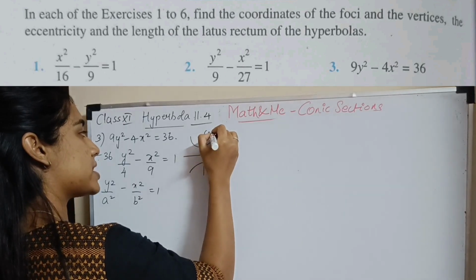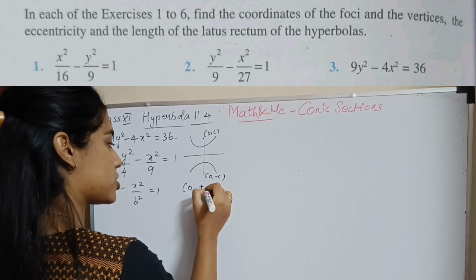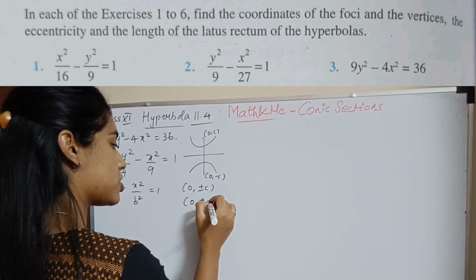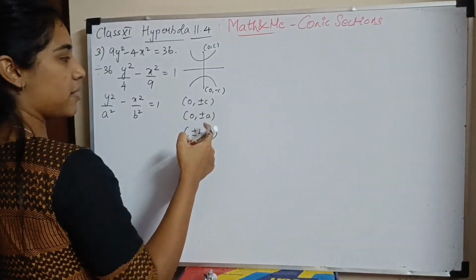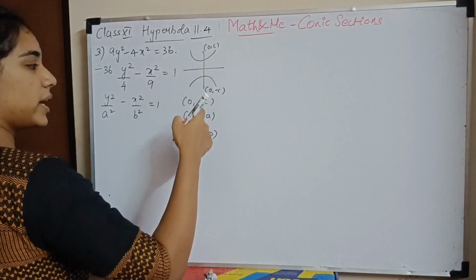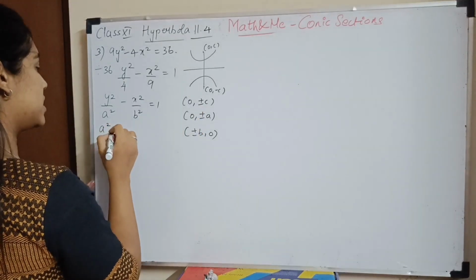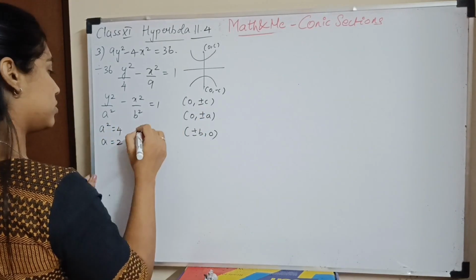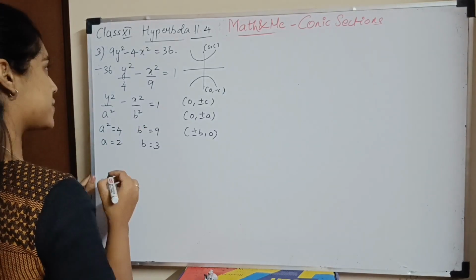So my focus is 0 comma c and 0 comma minus c. So it will be 0 comma plus or minus c, 0 comma plus or minus a, plus or minus b comma 0. A and c, they lie on the same axis. C is along the y-axis. It lies in the y coordinate. Okay. So a square is 4. A equals 2. B square equals 9. B equals 3. How do I find the value of C?